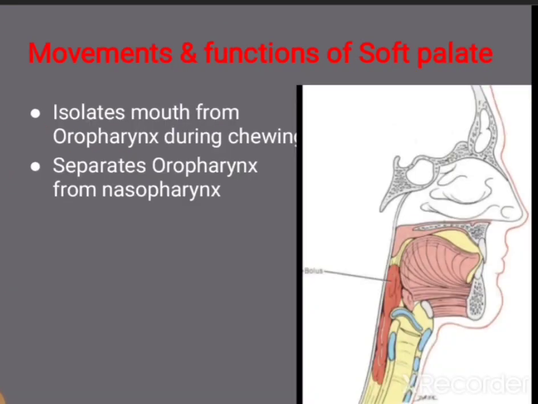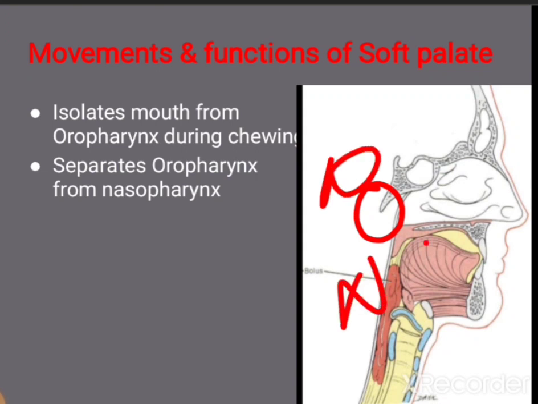Then the movements and the functions of the soft palate include that it isolates the mouth from oropharynx during chewing. As we can see in the diagram, the area above the soft palate is the oropharynx. When we chew anything, it closes the oropharynx. It also separates the oropharynx above and the nasopharynx below.